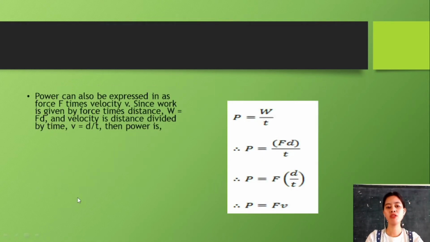Power can also be expressed as force times velocity. Since work is expressed as force times distance, and velocity is distance divided by time, then power can also be expressed as force times velocity.